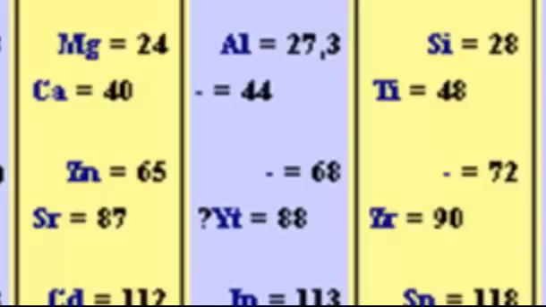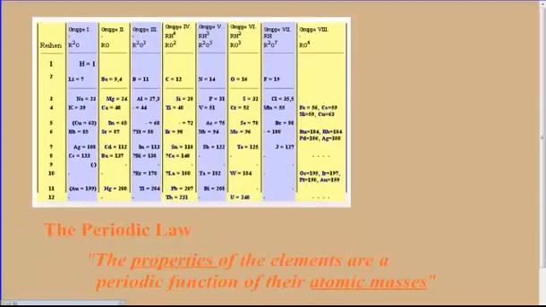So he kind of left it there, but he kind of knew what properties he was looking for. And I'll show you something on the next slide that illustrates that a little bit better. But he came up with the periodic law. And the periodic law states that the properties of the elements are a periodic function of their atomic mass, meaning that their atomic mass increased in order, and a lot of the properties were very periodic.